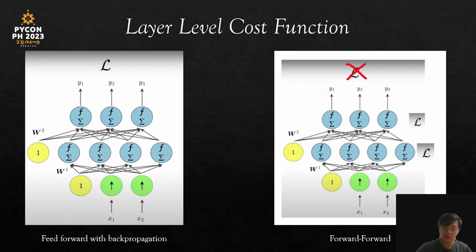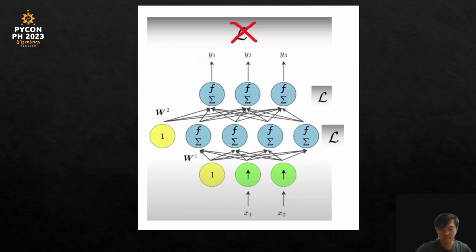Another thing about forward-forward is that with feed forward with backpropagation, the cost function comes at the end of the forward propagation. The objective of it is to see how well the predicted value of the model fares against the actual value. So there's only one, and it comes at the end. Whereas for forward-forward, it does not come at the end. It has multiple cost functions, one at each layer. So each layer basically has its own objective function.